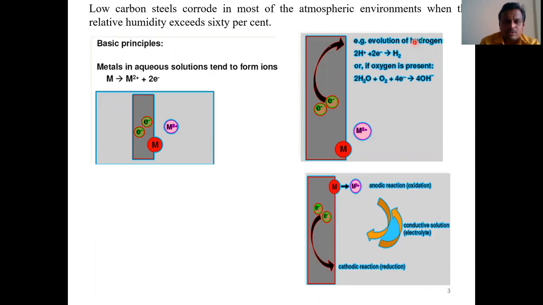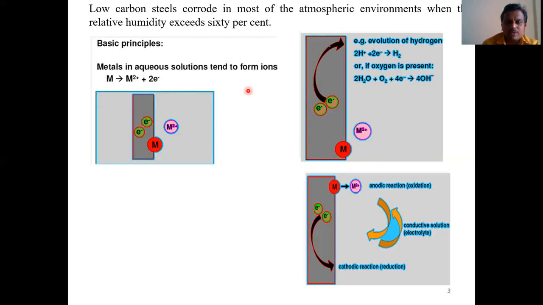So basically, what is corrosion? Corrosion is nothing but when a metal comes in contact with a corrosive atmosphere, it undergoes electrochemical reactions, and because of that electrochemical reaction, there will be destruction of material. That is called corrosion. Another definition of corrosion is when low carbon steels corrode in most atmospheric environments when the relative humidity exceeds 60%. Generally, mild steel or low carbon steel is prone to corrosion. So when they come in contact with an atmosphere having relative humidity exceeding 60%, the corrosion starts.